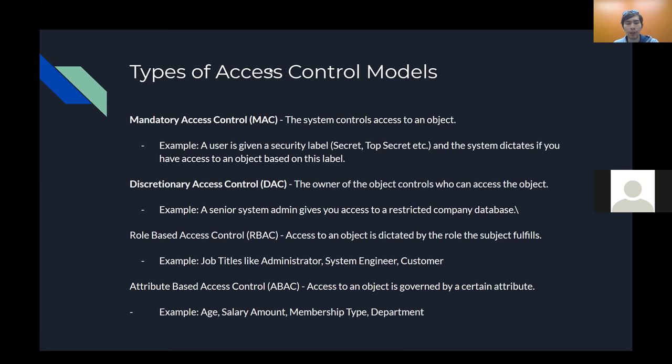So that's role-based. Attribute-based is perhaps a more complex access control compared to the others, in which case it allows for more specificity. And so things like age, maybe your salary amount, your membership type, or your department that is listed can then focus on how you access a particular system in that regard. So hopefully that is made abundantly clear.